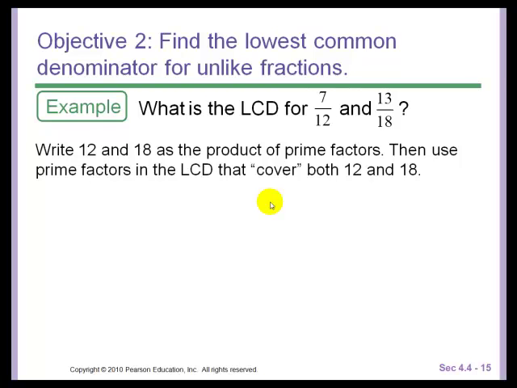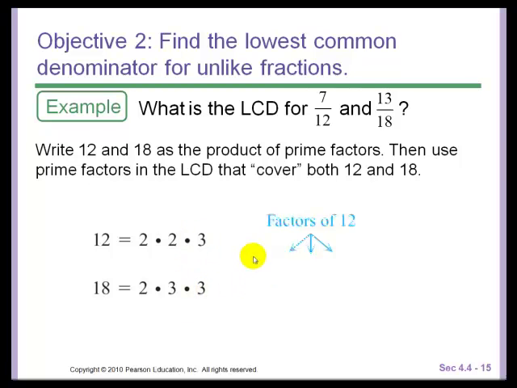So start with the prime factorization for both. 12 is 2 times 2 times 3. 18 is 2 times 3 times 3. Pick either one to start with as your base for your LCD. I'm going to start with the factors of 12. 2 times 2 times 3. Then look at the factors of 18.